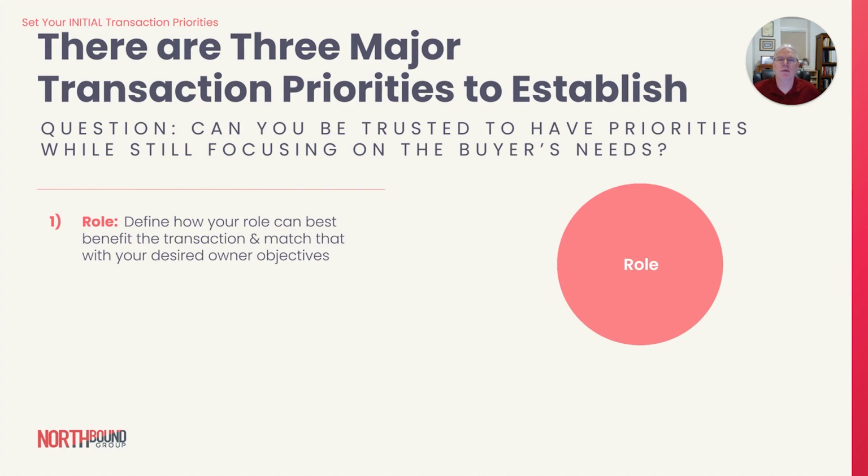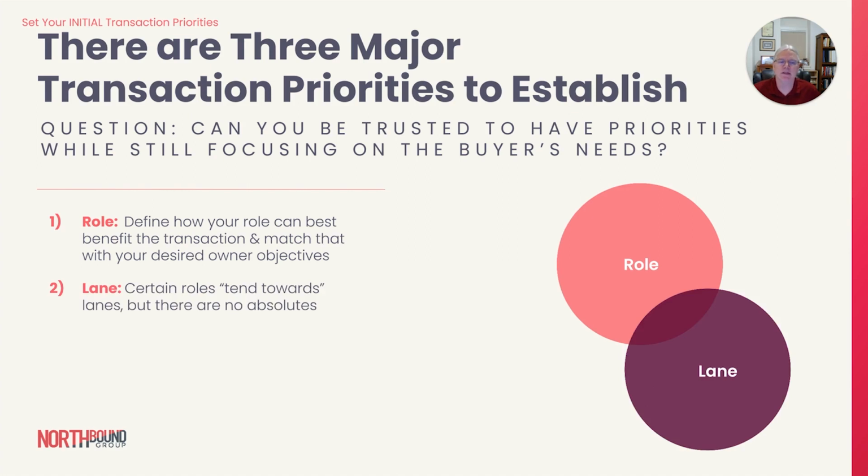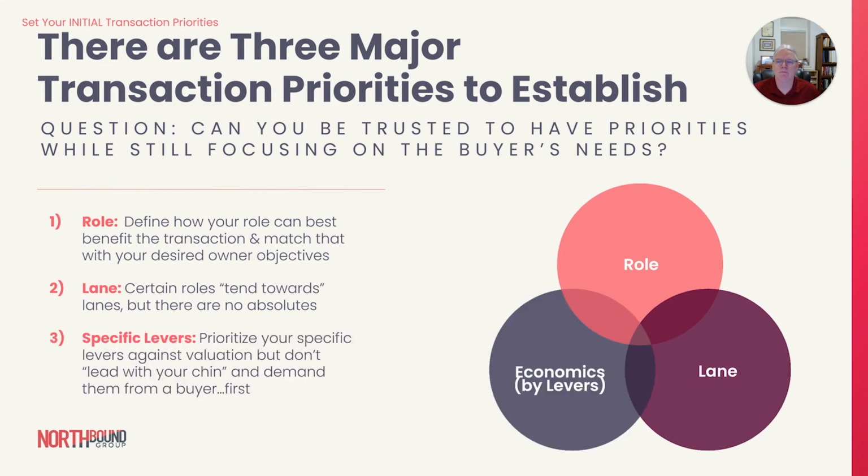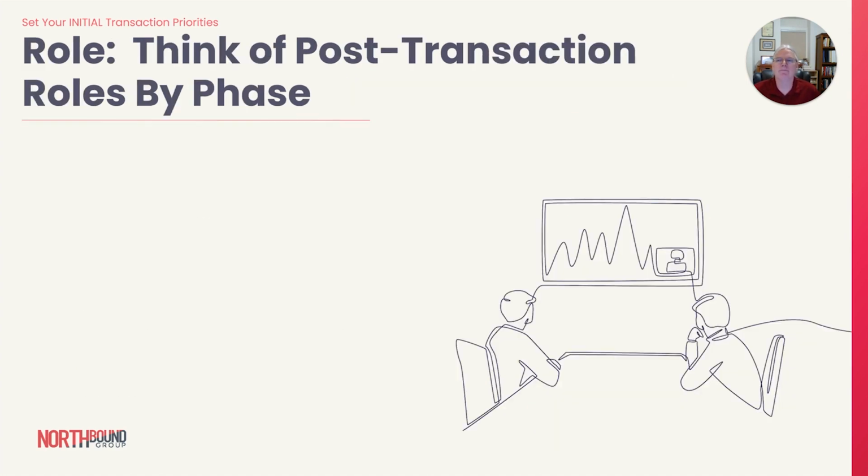The first one is your role. How can your role best match the transaction and match what the goals are of the buyer and your own objectives? The second one then is looking at these transaction lanes and seeing which one makes the most sense for you. And then finally, we'll talk through the specific economic levers that you want to prioritize in your transaction. Okay, let's start with the role.